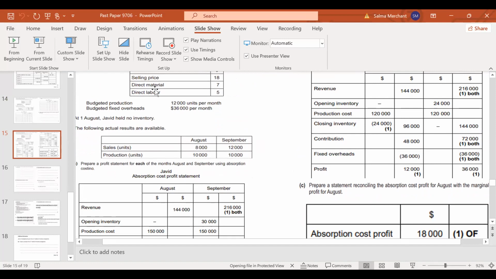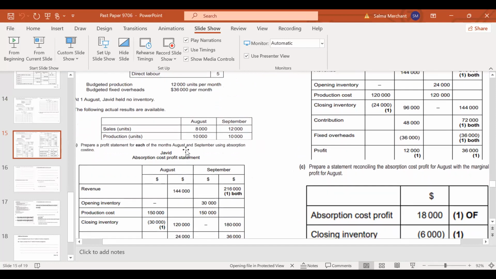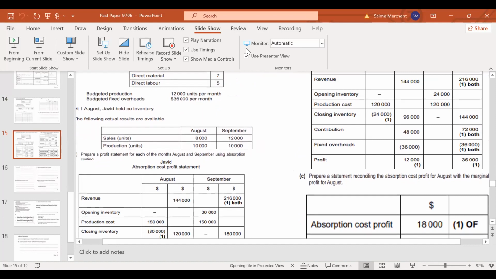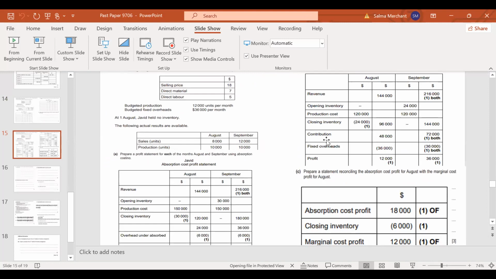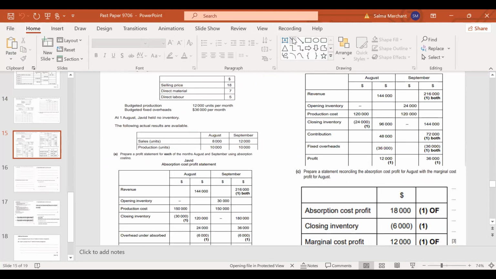Then you do the cost of sales. What is the cost of sales? The opening inventory plus the purchases minus closing inventory. So now you're talking about not the purchases, but the production cost. How many units have you produced? 10,000. And what is the variable cost? The variable cost is 7 plus 5, like 12. So 10,000 into 12. And this fixed cost? They've given the budgeted fixed overheads, na?